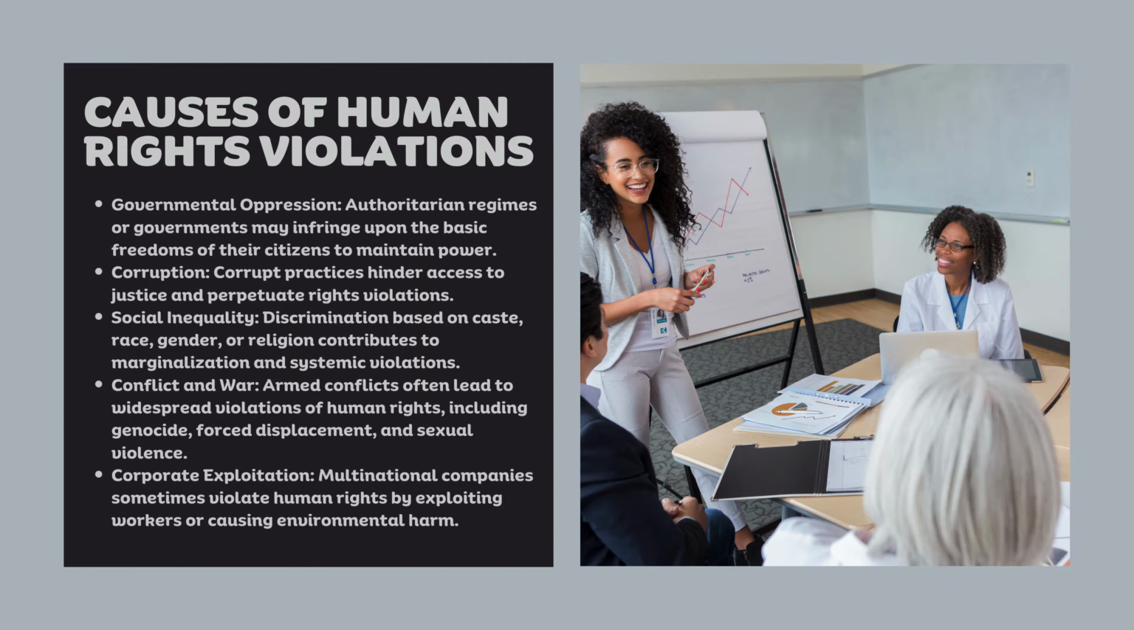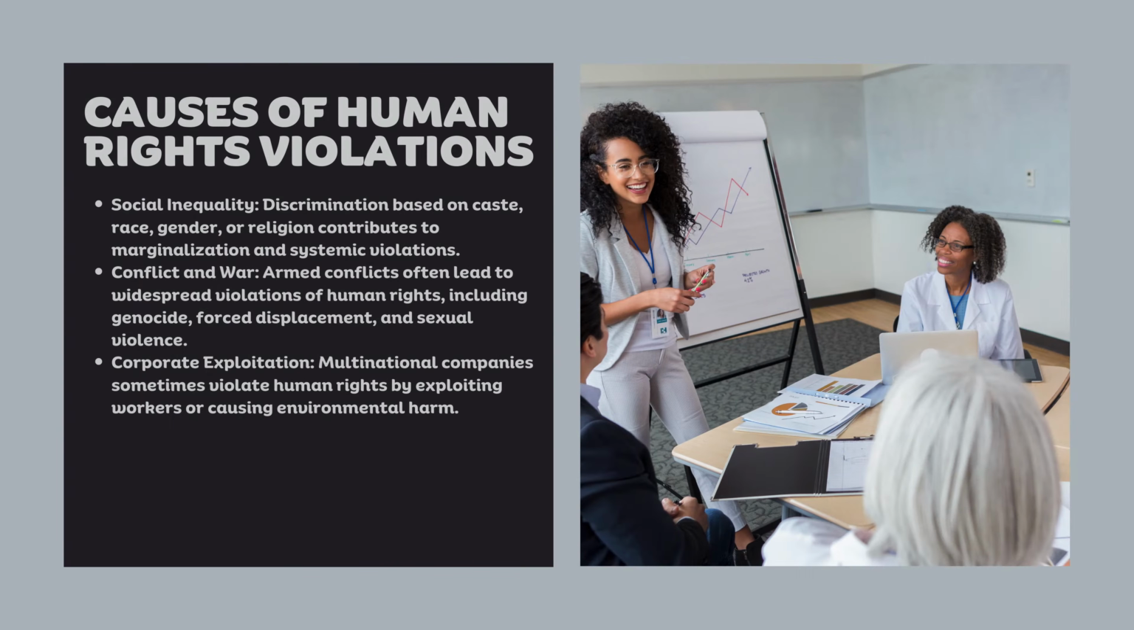Causes of human rights violations. Governmental oppression. Authoritarian regimes or governments may infringe upon the basic freedoms of their citizens to maintain power. Corruption. Corrupt practices hinder access to justice and perpetuate rights violations. Social inequality. Discrimination based on caste, race, gender, or religion contributes to marginalization and systemic violations. Conflict and war. Armed conflicts often lead to widespread violations of human rights, including genocide, forced displacement, and sexual violence.